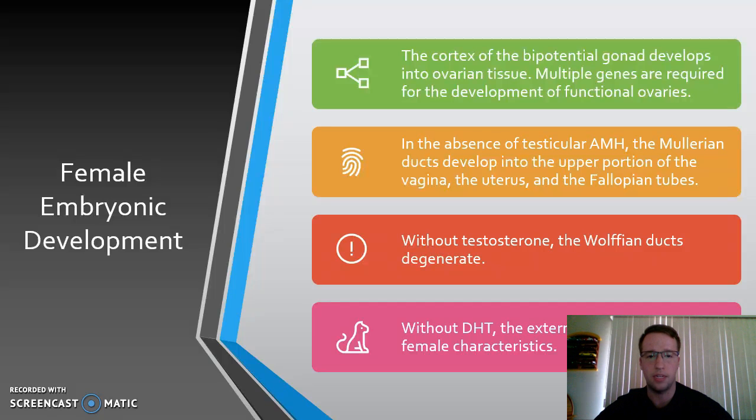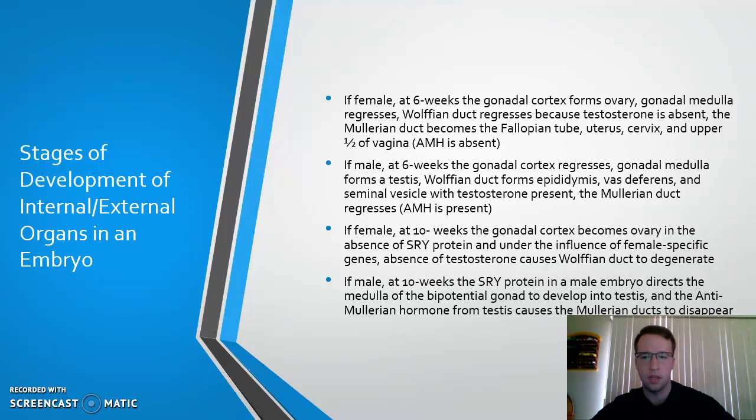Now, when testosterone is absent, the Wolffian ducts will degenerate. So they will no longer be there. And without dihydrotestosterone, the external genitalia will take on female characteristics as well.